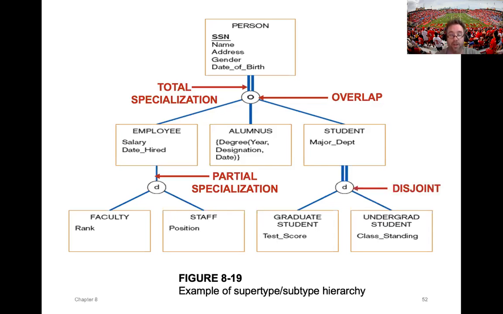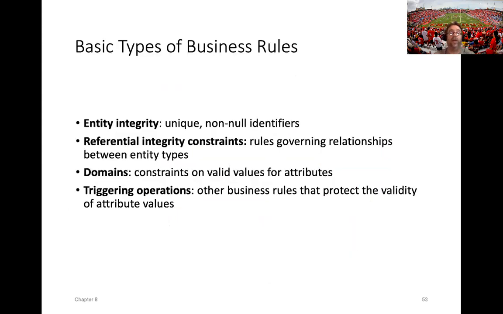And then the disjoint rule: if an entity instance of the supertype is a member of one subtype, it cannot simultaneously be a member of any other subtype. So you're either a graduate student or an undergraduate student. You can't be both in this example. I don't think there's anything there which is too concerning.